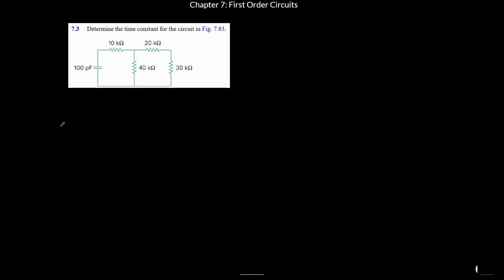Welcome to Mastering E. Today we're going to be working on problem 7.3. We are to determine the time constant for the following circuit.